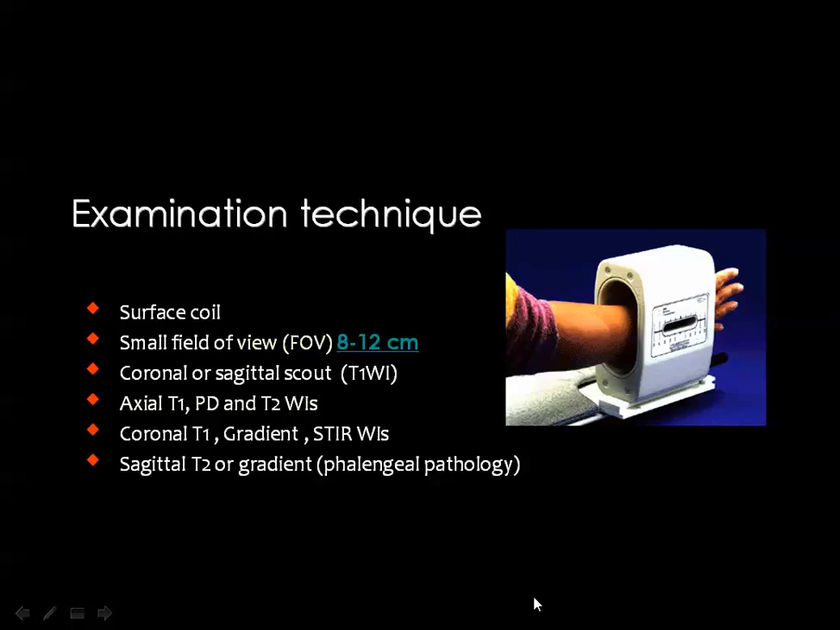And we have to examine the wrist in the T1 and T2 weighted images, and also in different planes. Usually we have coronal T1 and gradient and STIR images, and we have axial T1 and T2 weighted images, and we usually have a sagittal T2 or gradient images, which are usually helpful in evaluation, especially of the phalangeal pathology.